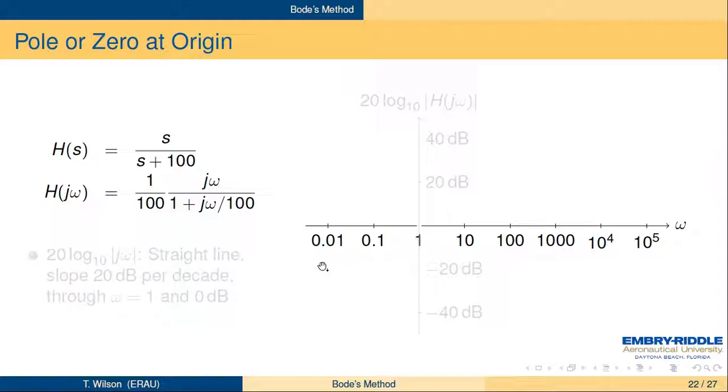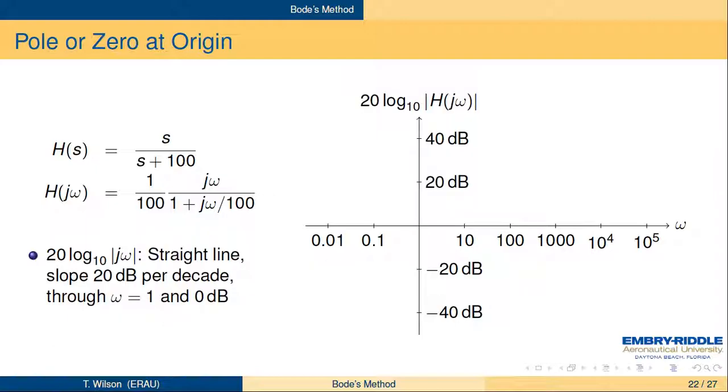So when you have a pole or 0 at the origin, it's a special case. You have to just say 20 log base 10 of j omega, like you're going to get here in the numerator, is just a straight line that goes through 0 dB at omega equals 1. So that's another reason to mark off the vertical axis at a horizontal argument of 1 radian a second.